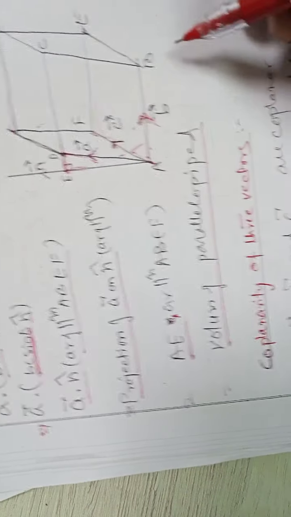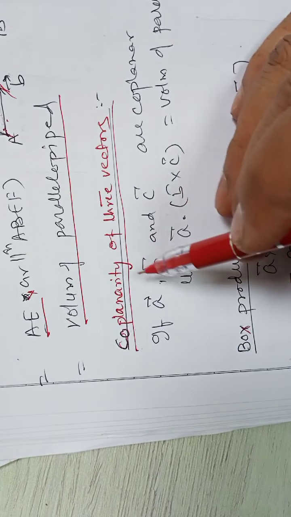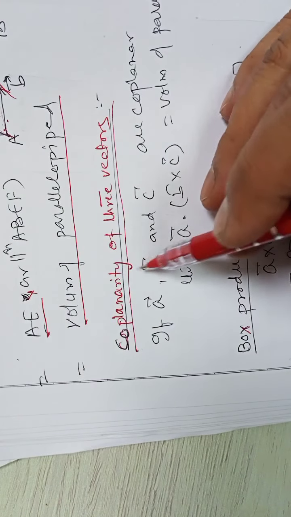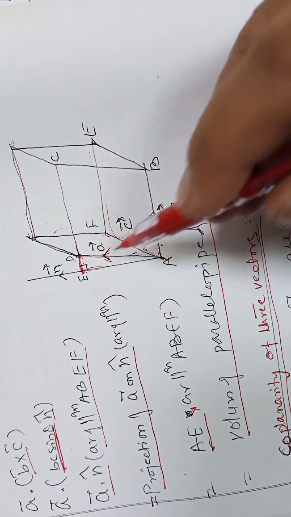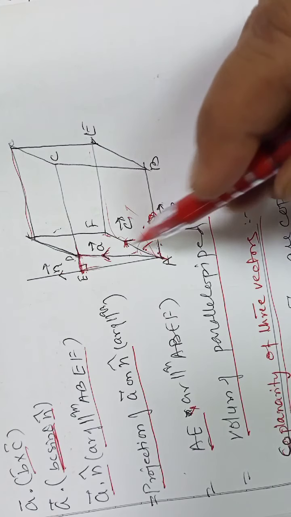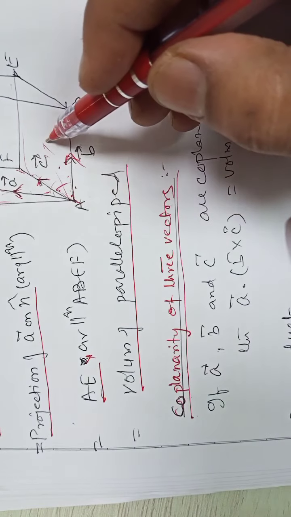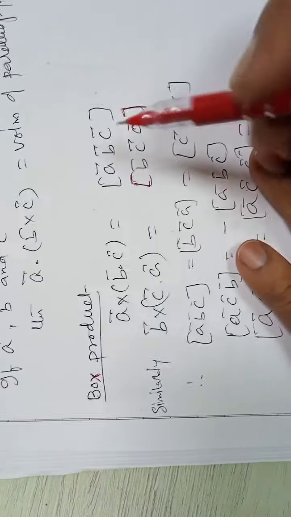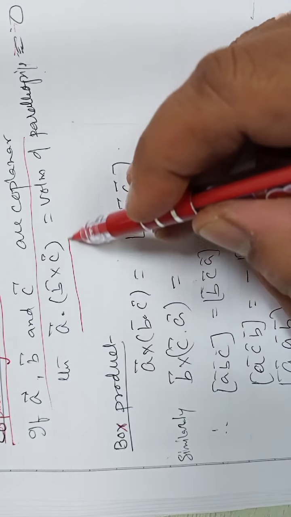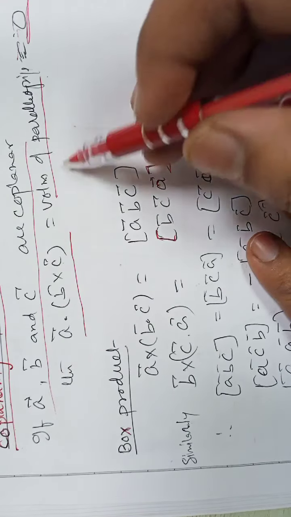From this we can conclude the coplanarity of three vectors. What is coplanar? Three or more lines lying on the same plane. So if A lies on the same plane, then the angle will be 0, the height will be 0, and then it will be 0. So for coplanar vectors, if three vectors are coplanar, then A dot B cross C, the volume of the parallelepiped, will be 0.